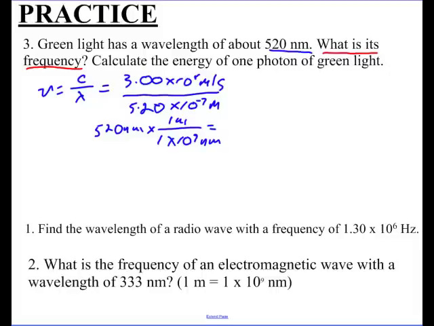So that gives me a frequency of 5.7692 × 10⁴, and my unit is per seconds, right? Now, I've got too many significant figures here, though, don't I? All right, so I'm going to round that to how many? I've got 3 there, and I've got 3 there. So 5.76. Ooh, I've got to round that up, don't I? All right. So 5.77 × 10⁴ per seconds, right?